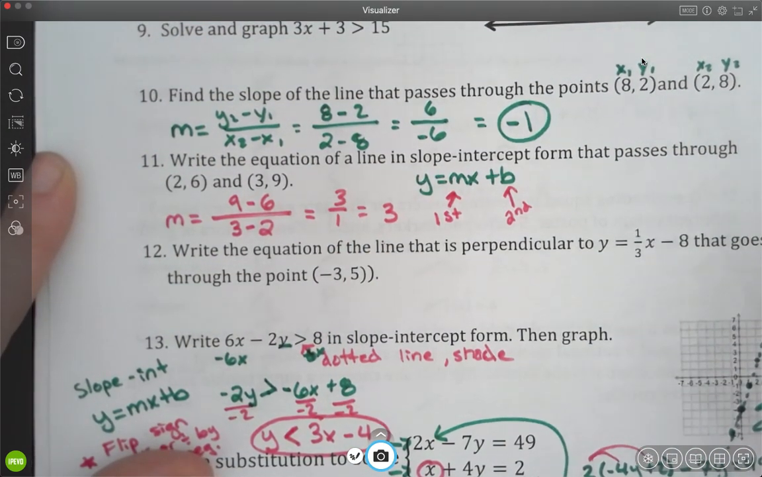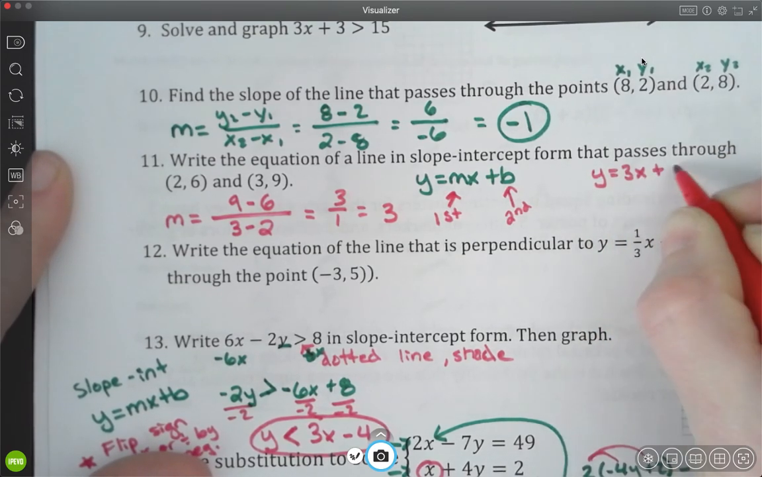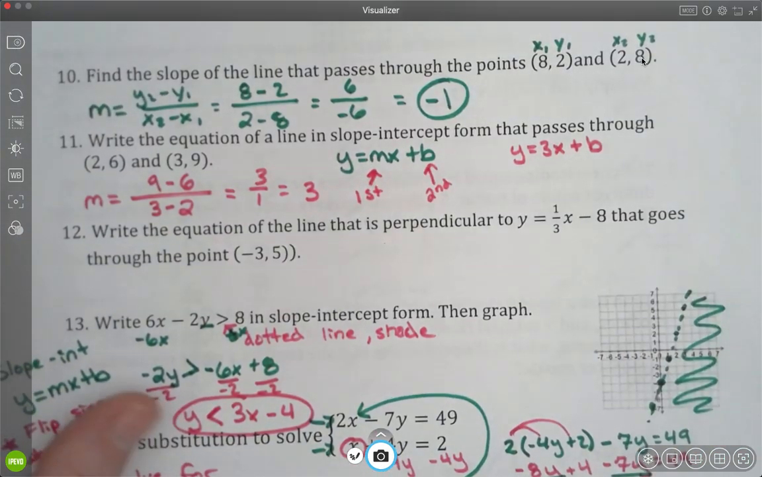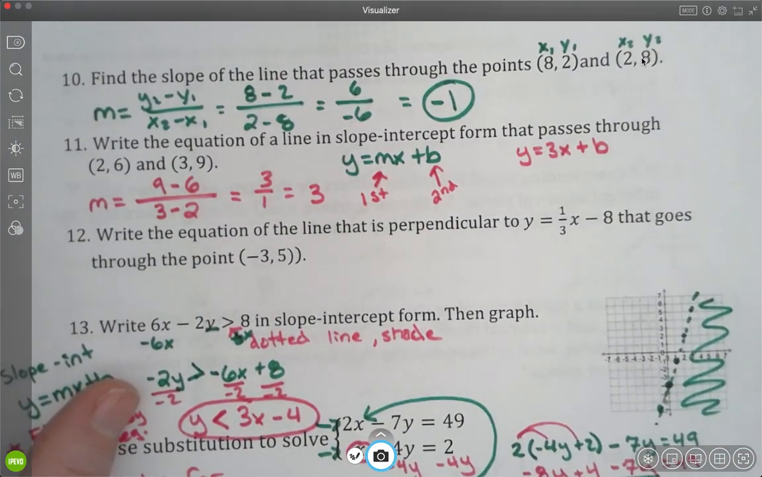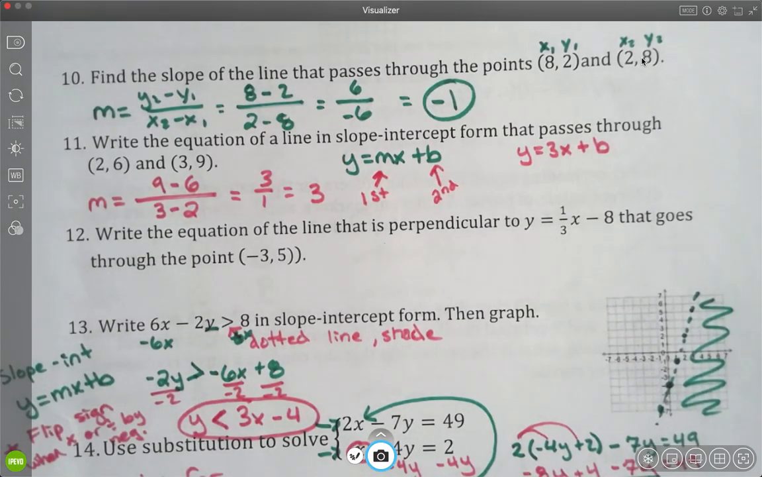Okay, so now I am at the point where I have y equals 3x plus b. Right? That's what I have now. And how do I find b? You plug in one of the y coordinates for y and the x too. I just take one of the points and plug it in. So does it matter if I use 2, 6, or 3, 9? Which one would you like to use?